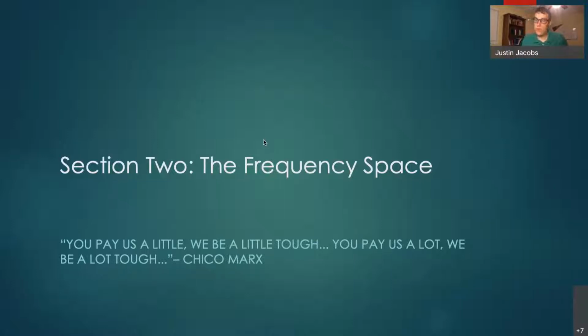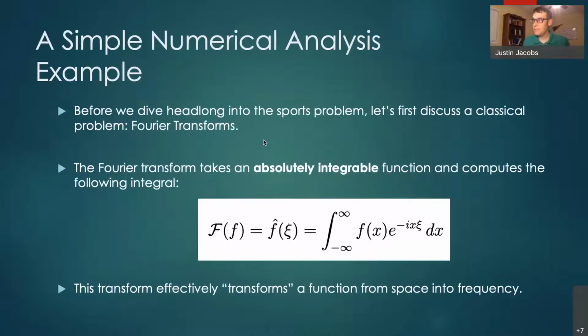So what we're going to do is start with the frequency space. And the quote here is, "You pay us a little, we'll be a little tough. But if you pay us a lot, we'll be a lot tough." And that's a Chico Marx quote. The idea here is that if you put a little bit of effort into the frequency decomposition algorithm, you're going to get a little bit of help; you're going to be able to represent that function a little bit. But if you put a lot of effort into the frequency decomposition algorithm, you're going to get a lot of power. So if you're familiar with the Fourier series, then you've already got a leg up. But if you're not, you're going to learn some things today.